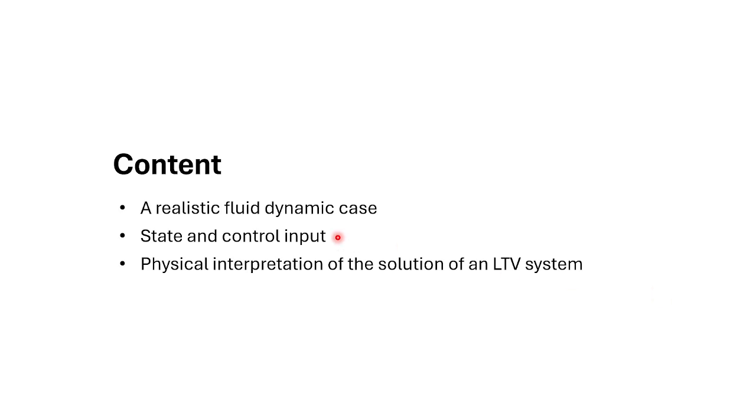So in this video, I'm gonna go over these contents. First, I'm gonna go through a realistic fluid dynamic case. As I go along, I'm gonna explain what is meant by a state and also what is meant by a control system, a control input, and eventually at the end, I'm gonna explain the physical meaning of the solution of a linear time variant system.